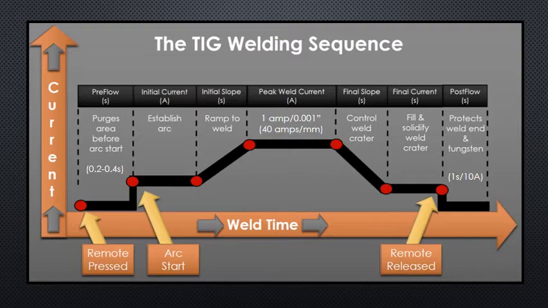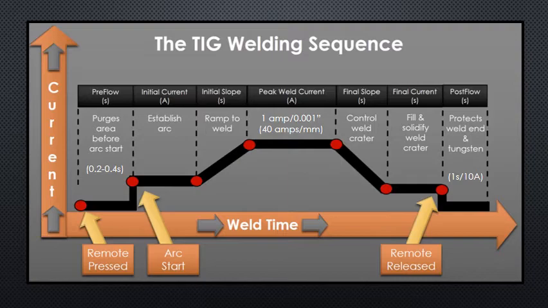After you're done welding and you start to back off the remote control, you enter what would be called the final slope phase that allows us to control the size of the weld crater. Basically it allows the weld puddle to solidify before we get to our final current, where we can add just a little bit more filler rod before the weld solidifies, and then the arc would end. And ideally we would not have a large crater at the end of the weld.